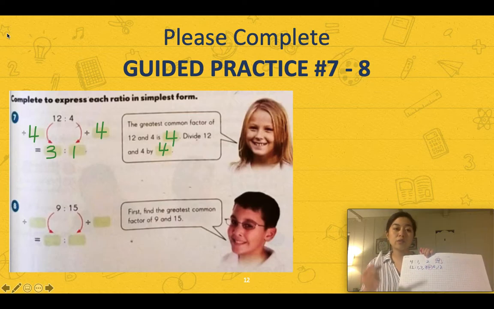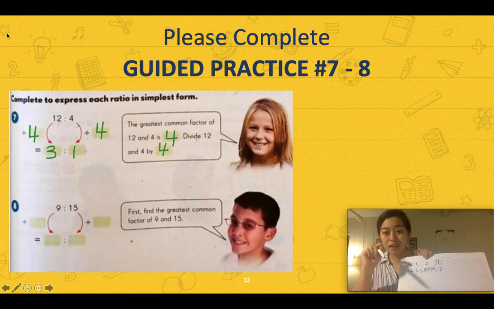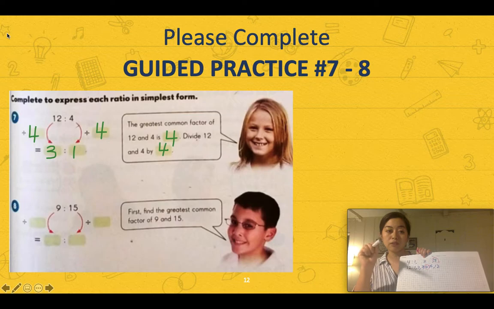So again, I want to write my ratio 12 to 4 in simplest form. I know I have to divide by the greatest common factor. And so I divided it by 4, and I get 3 to 1.